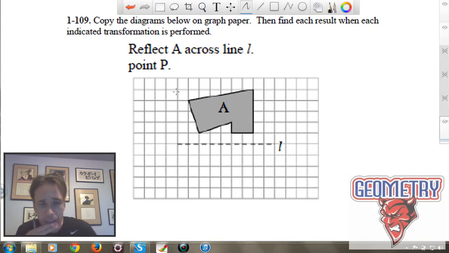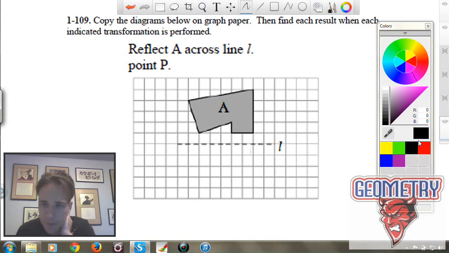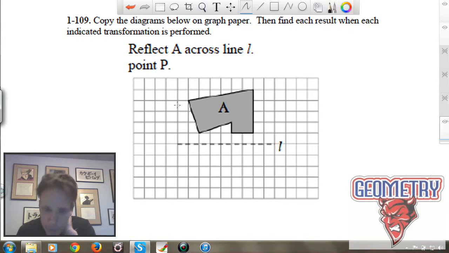And so here we're going to reflect object A across line L. One trick that we can use with reflections is that in reflections, distance is preserved. So if something's a certain distance from one side of the mirror, we'll call it, the reflection is going to be the same distance on the other side of the mirror. So if this particular point is 1 unit away from line L, then its reflection is going to be 1 unit away on the other side.